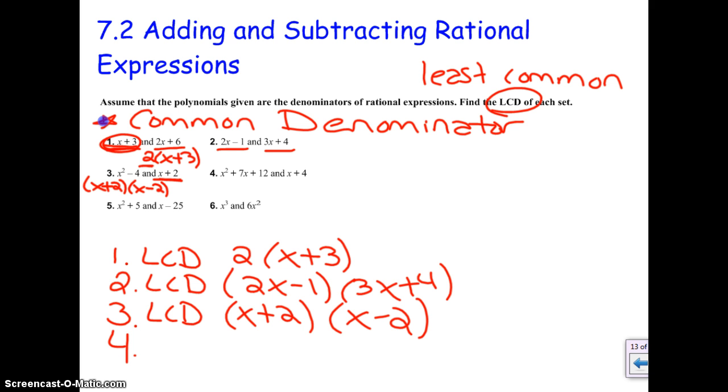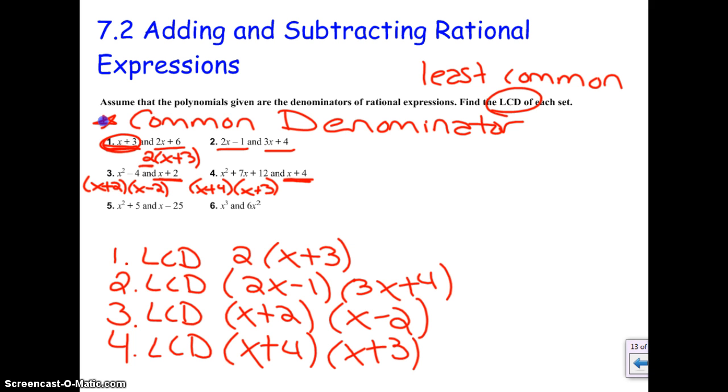For number 4, I can factor. So x squared plus 7x plus 12 will factor into x plus 4 and x plus 3. And then I have this x plus 4 as my other denominator, because remember, I'm pretending all of these are denominators at the moment. So for my least common denominator, can you guess what it'll be? We're going to need at least the x plus 4, right? Because that shows up in both. And then I also need to make sure I have the x plus 3 because we need enough to make both denominators.